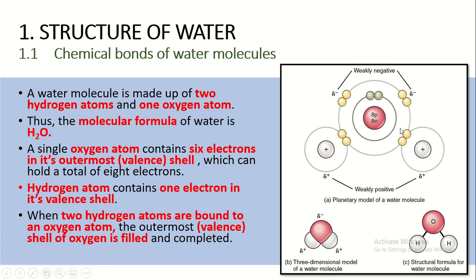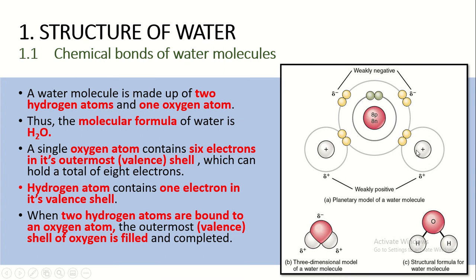A single oxygen atom contains 6 electrons at its outermost shell, which is referred to as the valence shell. 1, 2, 3, 4, 5, 6. It can actually hold a total of 8 electrons, meaning the oxygen atom of the water molecule needs another 2 electrons to complete its valence shell. Meanwhile, the hydrogen atom contains only 1 electron in its valence shell, meaning it needs another 1 electron to complete its outermost shell.